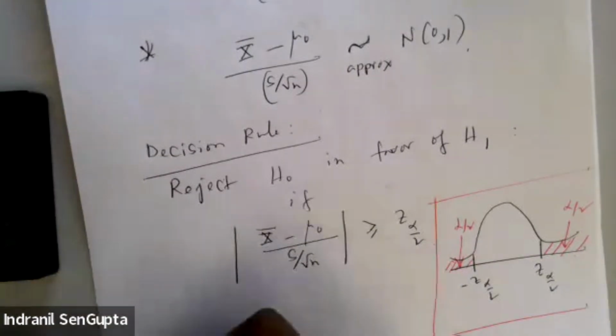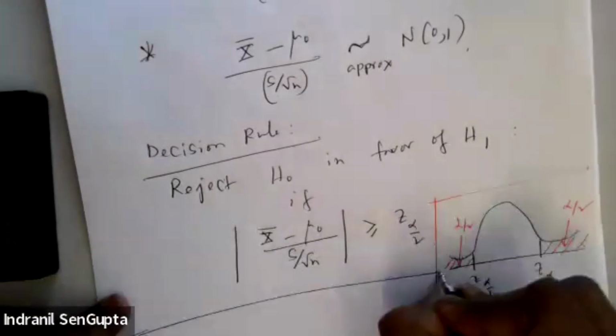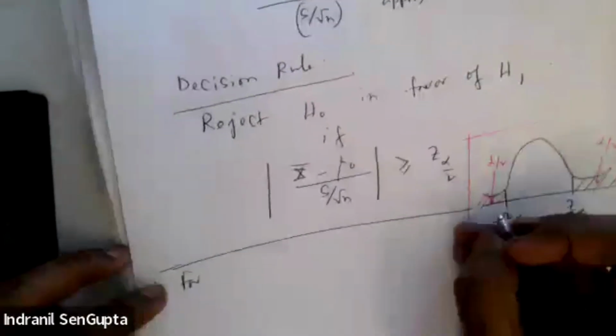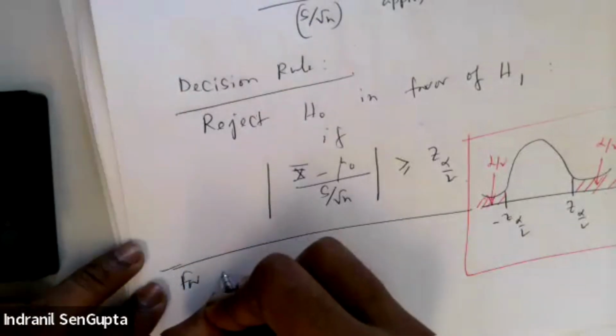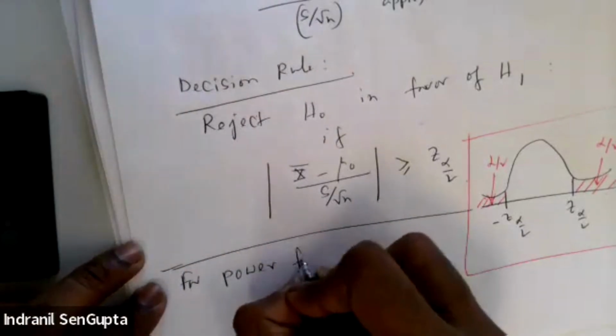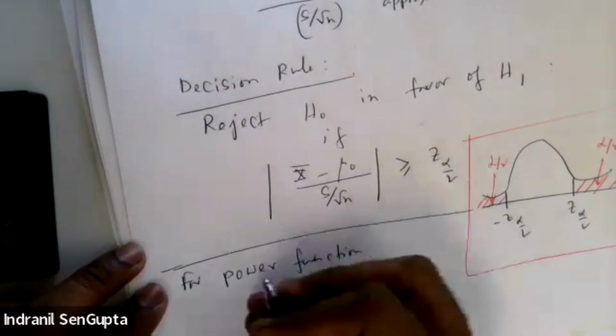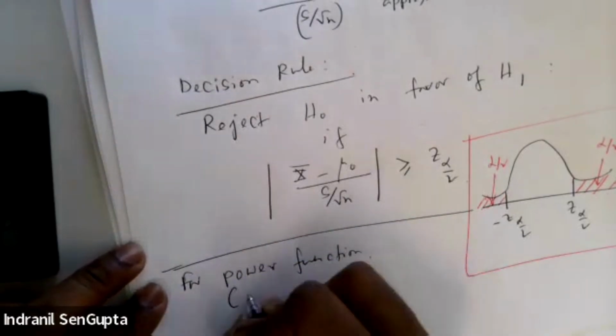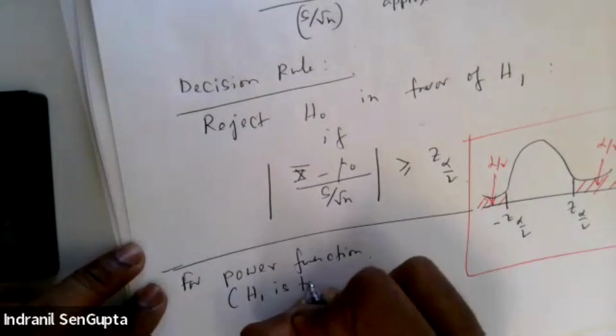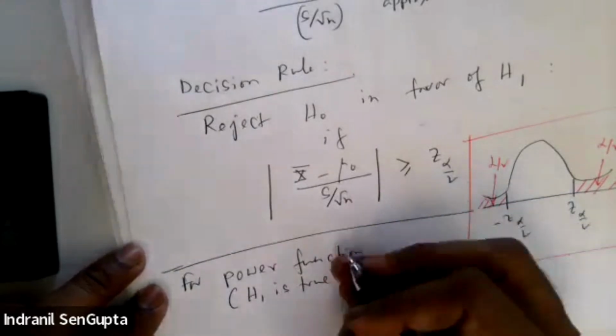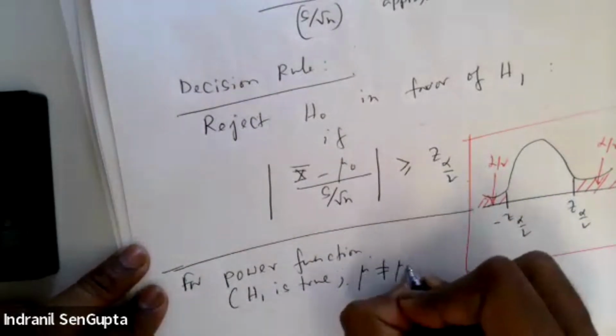Also, let's see if we can compute the power of the test. So for the power function, that means in this case, H1 is true. So that means mu is not mu 0, right?